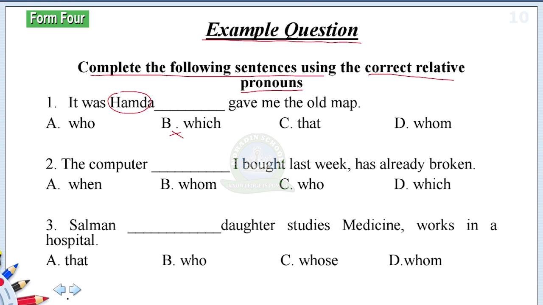We don't use whom because Hamda is a subject, it's not an object. If Hamda is the subject, the object of the sentence is me. So Hamda is the subject, Hamda is not the object. So we're going to use who. The correct answer is who. It was Hamda who gave me. Here, who is a subject, remember. And whom is the object.